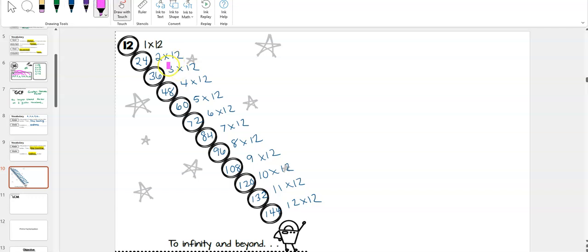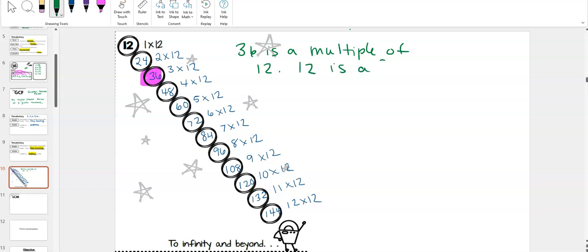So we're going to take a look specifically at, we'll do this guy, 36, because we were talking about it earlier. And we're going to add a little note here, okay? So 36 is a multiple of 12. And 12 is a factor of 36, which we found out earlier. So just so you know, they go together, basically.